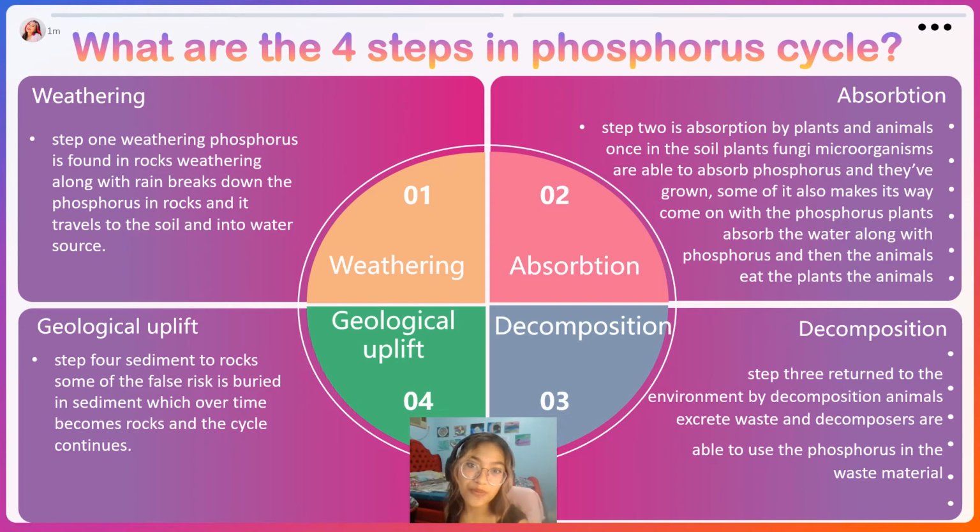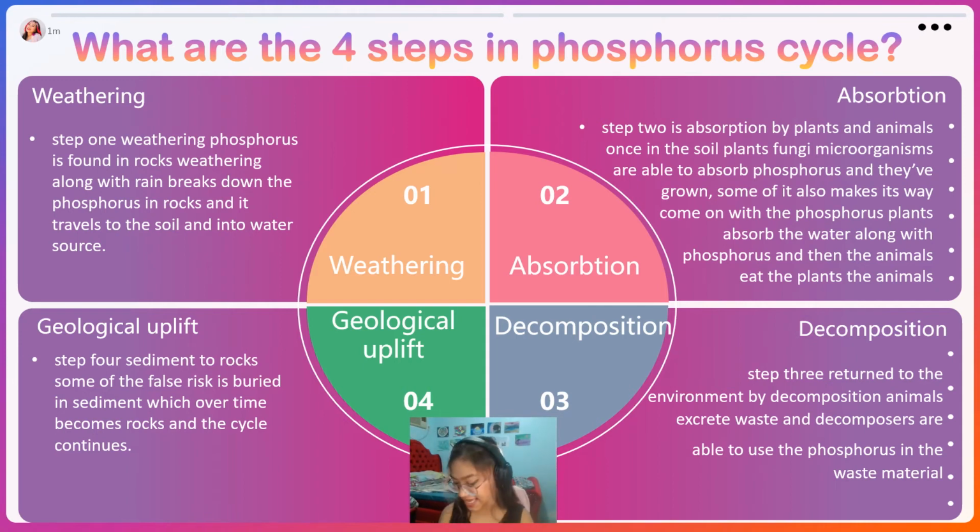Phosphorus is found in rocks. Weathering, along with rain, breaks down the phosphorus in rocks and it travels to the soil and into water sources, including rivers, lakes, and other bodies of water.